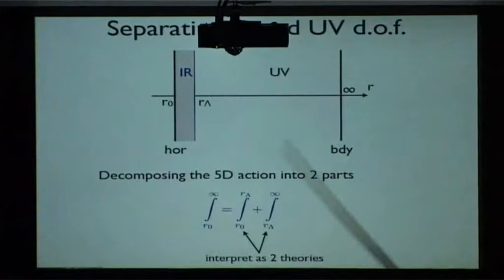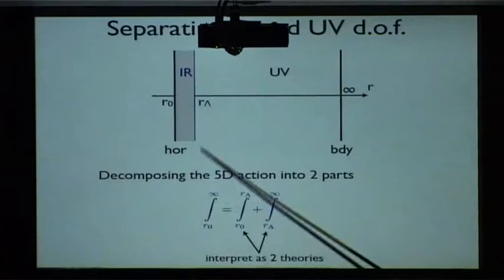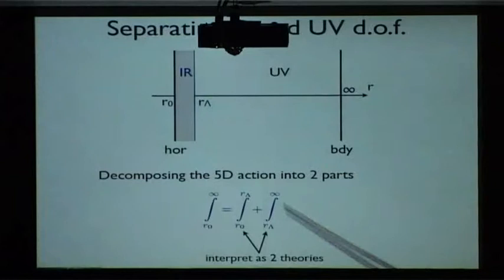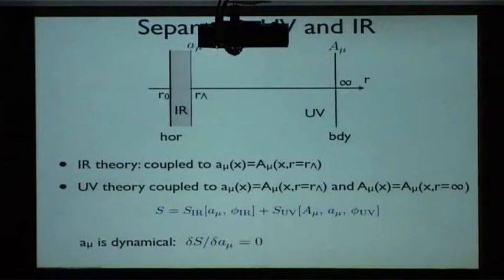That can be done in principle in the bulk theory. Basically, we need to decompose the five-dimensional action into two parts. One part, the integral from R naught to infinity of the Maxwell action, is now decomposed into the integral from R naught to R lambda, and then from R lambda to infinity. And now we interpret each of these bulk theories as two different theories, and then we try to eliminate the degrees of freedom in this ultraviolet theory. Any question so far? Okay. But before doing that, let us think about the main features of the UV and the IR theories.